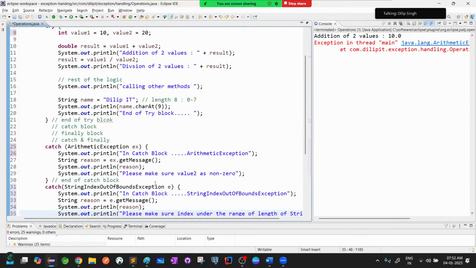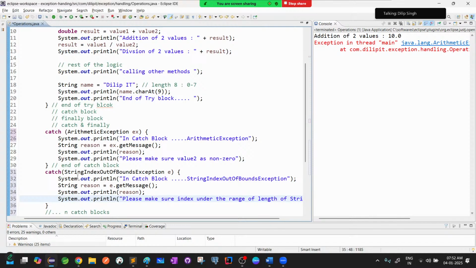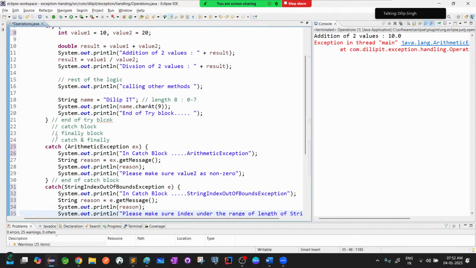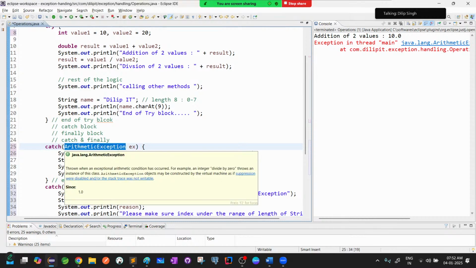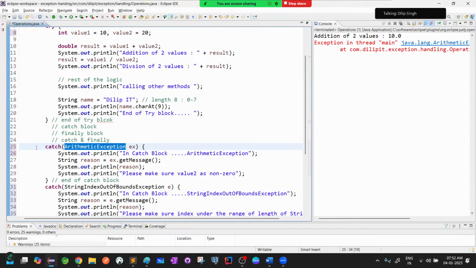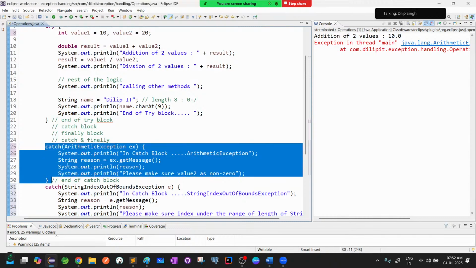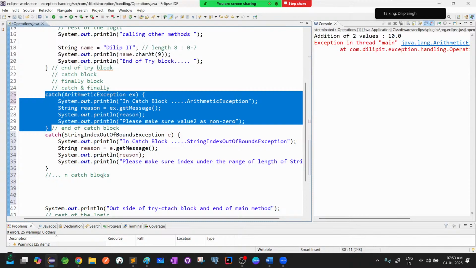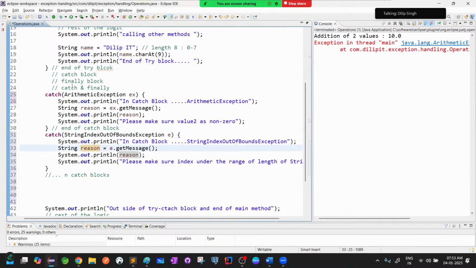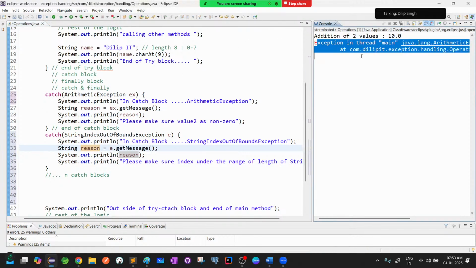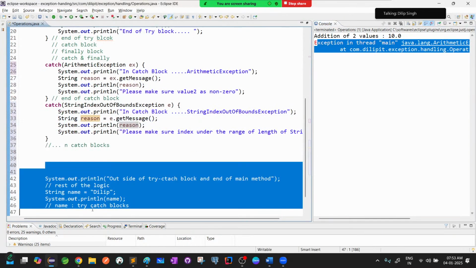So what will happen in this scenario? Again, the same rule. When an exception comes, the JVM checks the catch blocks. If any matching exception argument or at least the parent type is found, then that catch block will be executed. If the same type is not found and the parent type is also not found, then the JVM treats it as no exception handling, terminates the process, gives an error, and does not execute the rest of the logic.